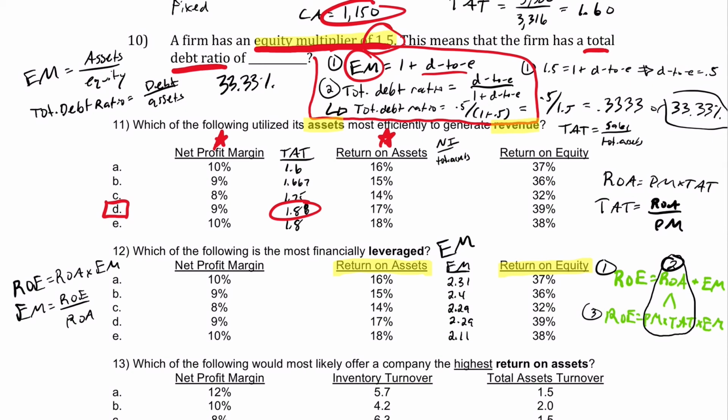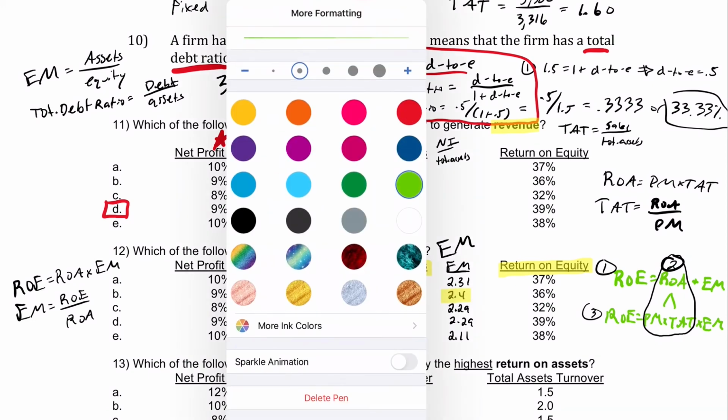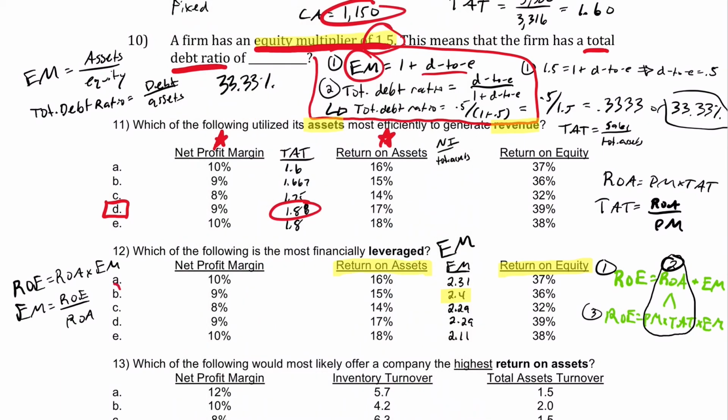So I have these different equity multipliers. Now you have to ask yourself, are you more or less financially leveraged the higher your equity multiplier is? Well, the equity multiplier equation is assets over equity, so the greater the distance between those two, that means more debt is being utilized. So the higher the equity multiplier, the higher the leverage, the higher the amount of debt. So which one has the highest equity multiplier? It is selection B. 2.4, the highest equity multiplier.